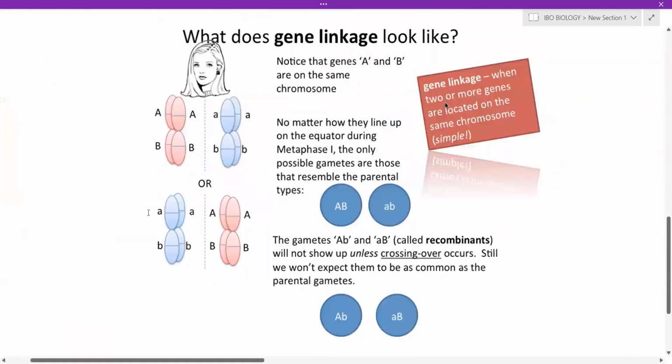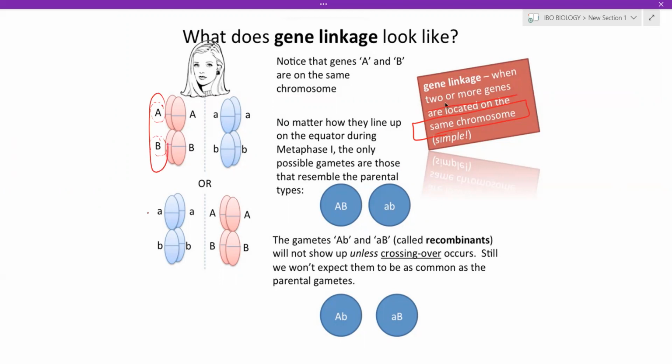Now let's look at gene linkage. Gene linkage actually means that two or more genes are located on the same chromosome. Not on different chromosomes, rather on exactly the same chromosome. So if you have gene A on one homologous chromosome, you'll have gene B on the same chromosome.